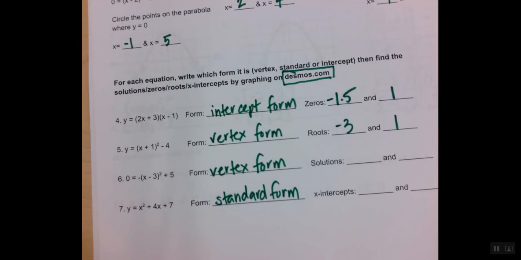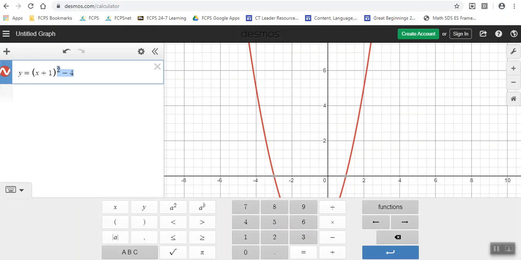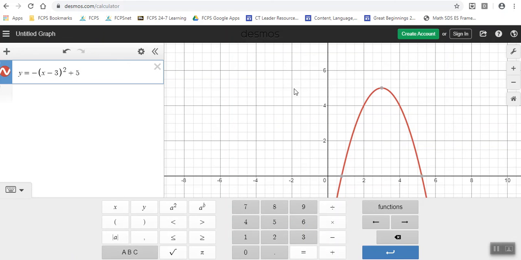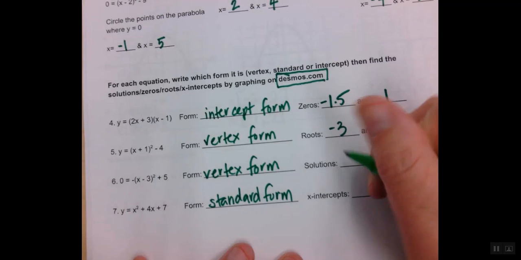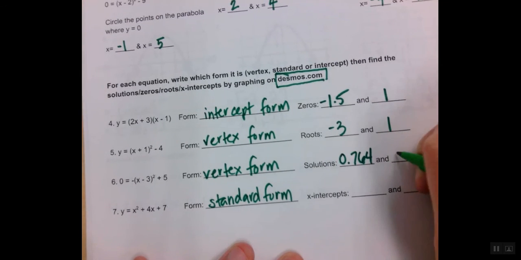The next one does not have such nice answers, but it still gives you answers. So actually, let's just change it here. It was x, oh, there's a negative in front, and then it was x minus 3 and plus 5. Okay, so for this one, when you click this, you get 0.764 and 5.236.